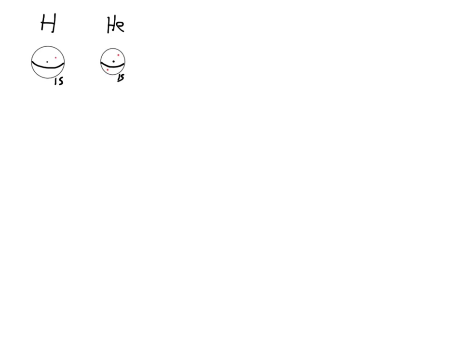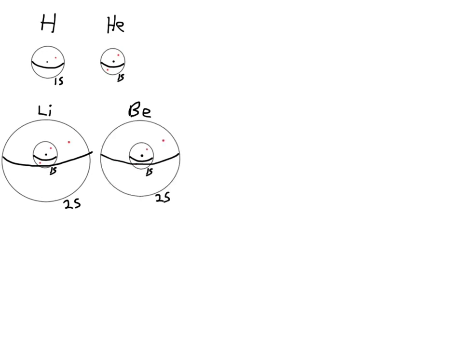Then, since only 2 electrons fit in the first energy level, and since only 2 electrons fit in the 1s orbital, we need another orbital. So lithium has the 1s still, and then it has a bigger s orbital, a much bigger s orbital, with 1 electron in it, and that's called the 2s orbital.